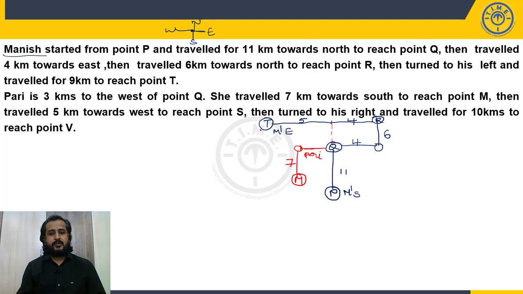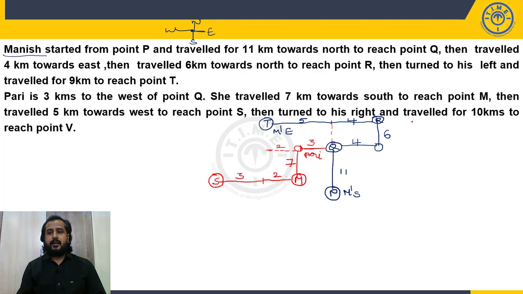Then travelled 5 kilometers towards west. See, it is 4 and it is known clearly how much? 3. Till here, how much will be remaining? 2 will be there. Right. Now what is given here? 5 kilometers towards west to reach point S from point M. From M, 5 kilometers means in line with T only 2 kilometers. So 3 more kilometers to reach point S. So it is point S.